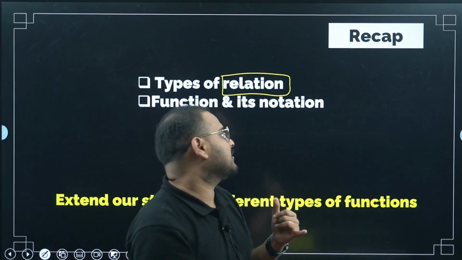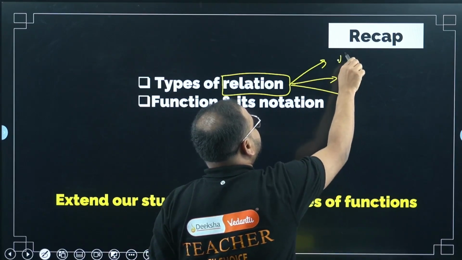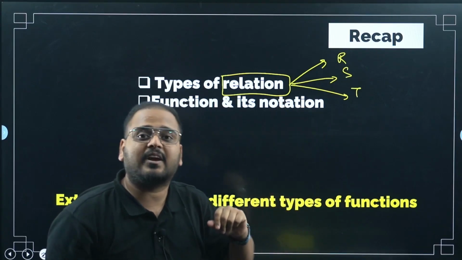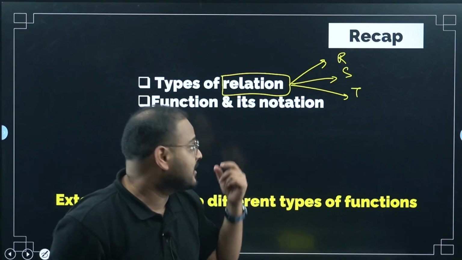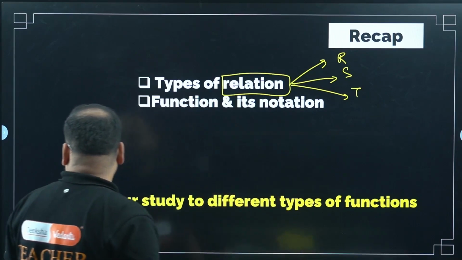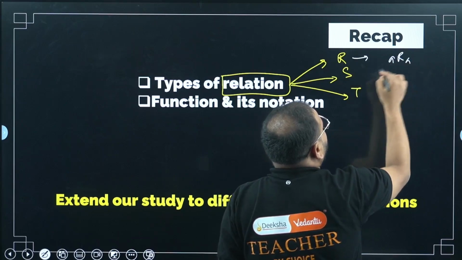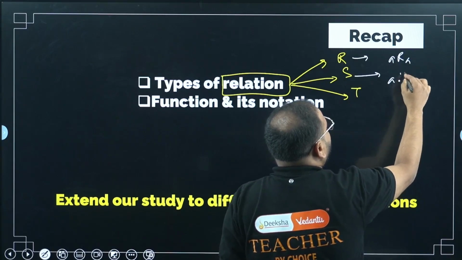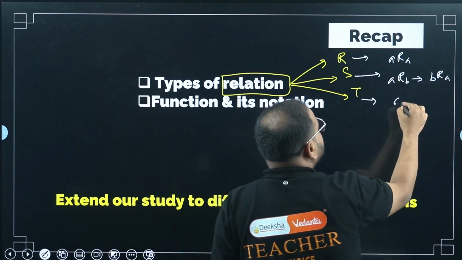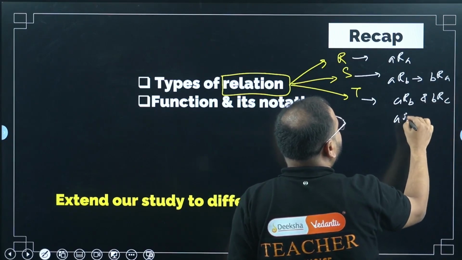Excellent. We learnt about three most important ones. What were those three? Reflexive, symmetric and transitive. We learned the relations for reflexive, symmetric and transitive. When can we call a relation to be reflexive? When can we call a relation to be symmetric and transitive? If I have to summarize it, I can write this simply as ARA. For symmetric, ARB, then BRA. For transitive, ARB and BRC, therefore ARC.